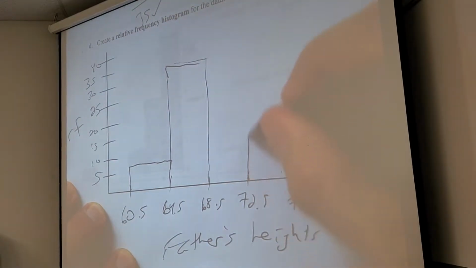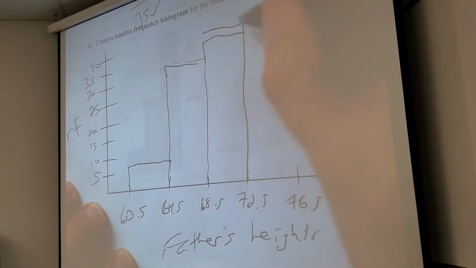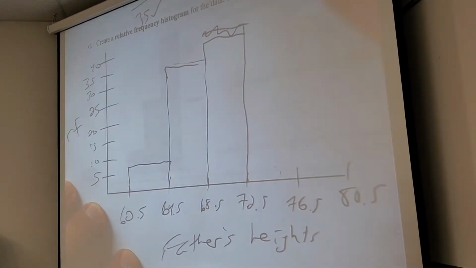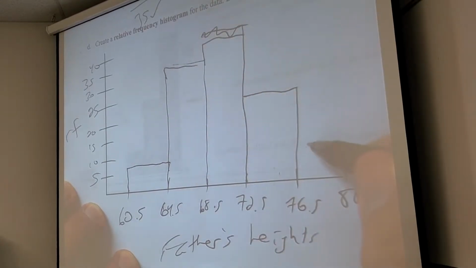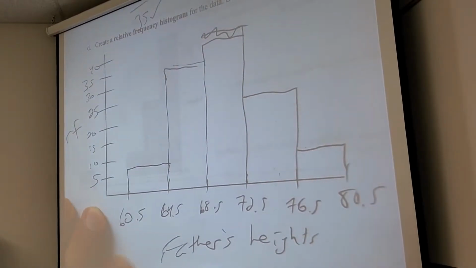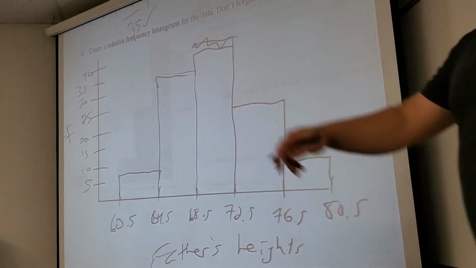And then 37. That's a little too tall, but oh well. Yeah, that's why you don't want to use a pen. And then 20. And then 5 again. Does that look roughly normal? Yeah, I like that. Why does it look roughly normal?